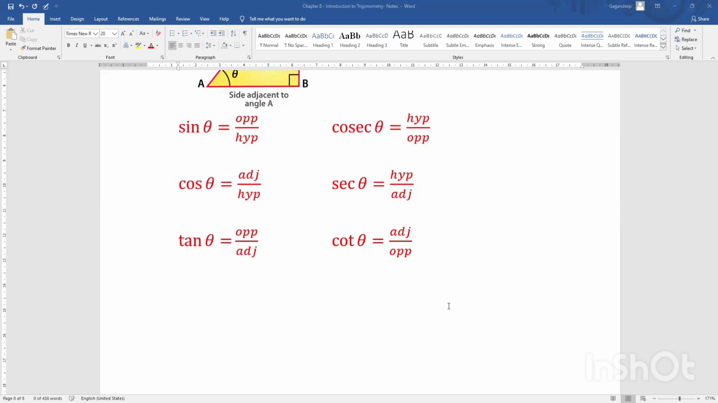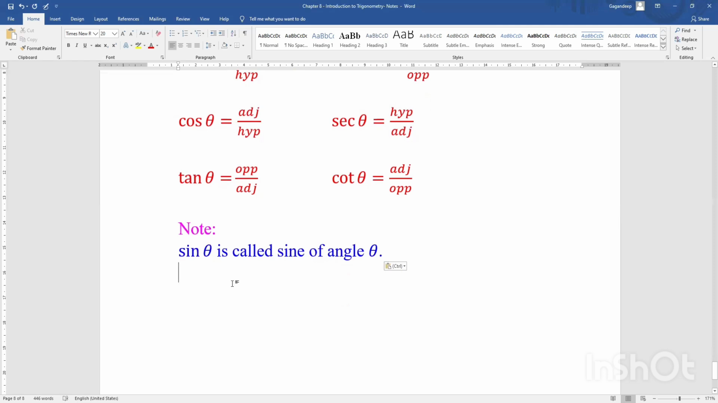Then I want to give some notes here. First, sine theta is called the sine of angle theta. When I say sine theta, you should never read it as sin theta. Please read it as sine theta only. So sine theta is called the sine of angle theta.